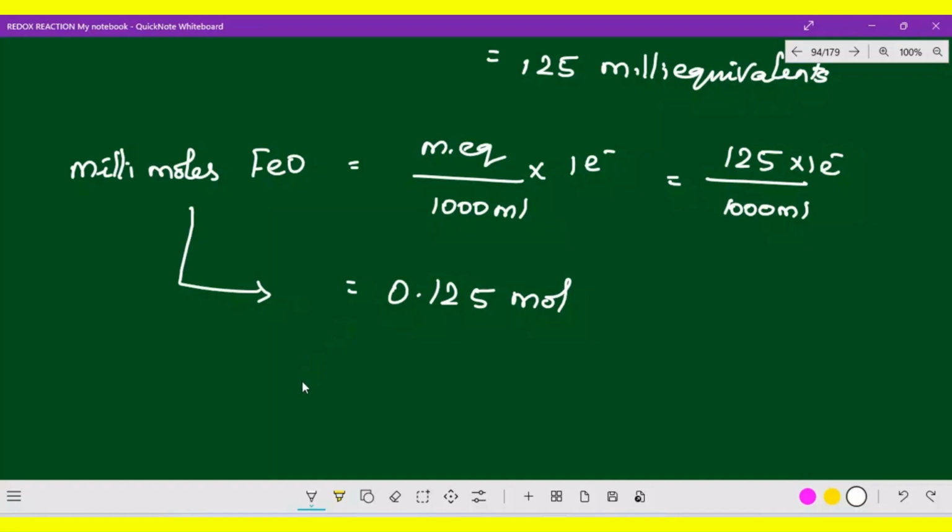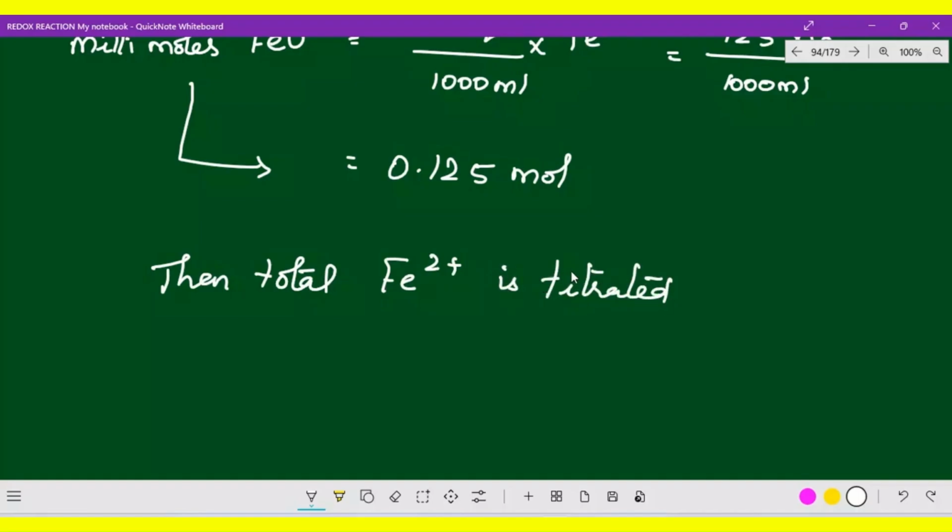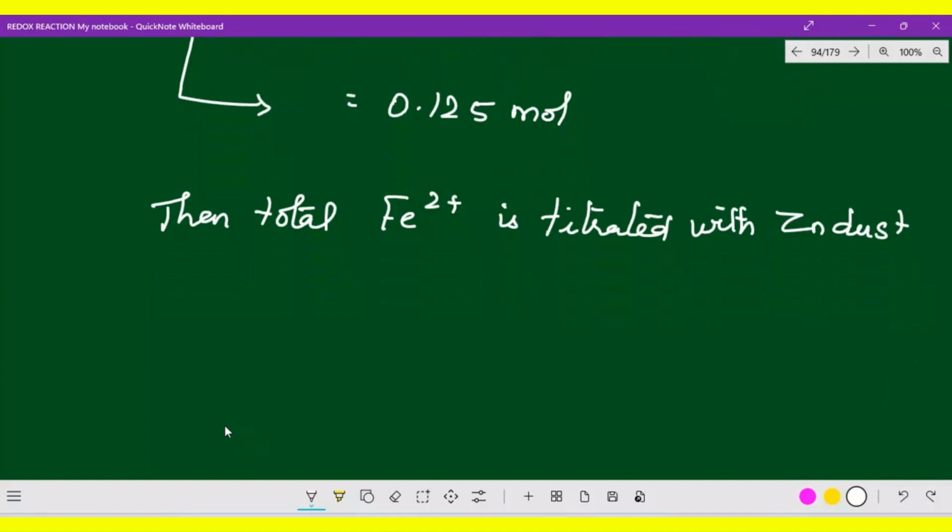Now the next one: the total Fe2+ is titrated with zinc dust, right? Here I just mentioned this information also: total Fe2+ is titrated with zinc dust. Now here the Fe2+ valency factor is 1 electron.